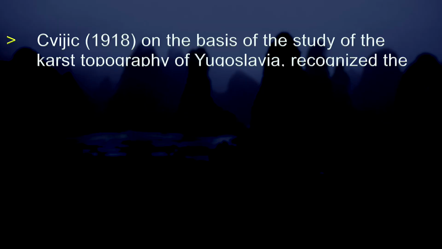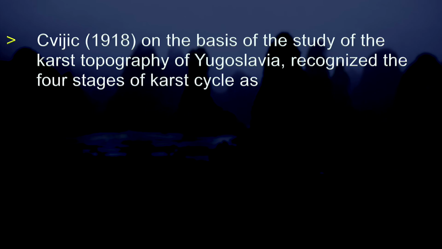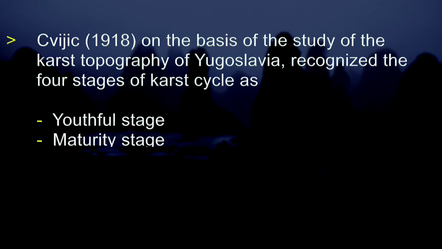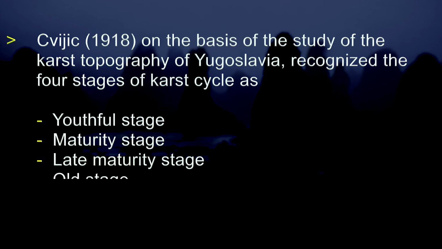Cvijic in 1918, on the basis of the study of karst topography of Yugoslavia, recognized 4 stages of karst cycle: youthful stage, maturity stage, late maturity stage, and lastly the old stage. The characteristic features of the different stages of karst cycle of erosion are summarized as: 1.